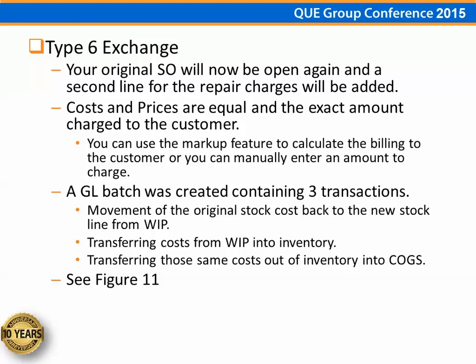Your original sales order now reopens, and a second line is added for the repair charges that will be added. Costs and prices are equal to the exact amount charged to the customer. You can use the markup feature, though, if you want to add to that, or to calculate different billing. And a GL batch is now created containing 3 transactions. You move the original stock costs back to the new stock line from WIP, then you transfer those costs from WIP back to inventory for your original core, and then those same costs for this work order go into COGS.